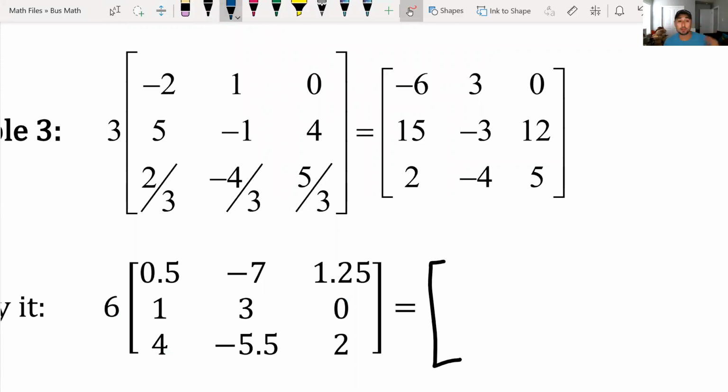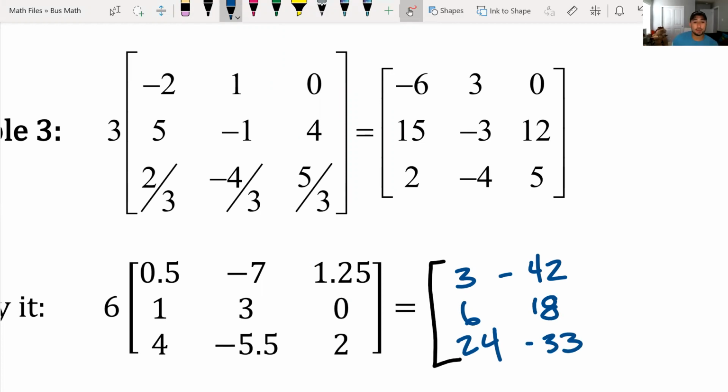All we're going to do here is multiply every element by 6. So 6 times 0.5 is 3. 6 times 1 is 6. 6 times 4 is 24. 6 times -7, -42. 3, 18. -5.5, what's that? -33. 6 times 1.25, 7.5. 0 and 12. There it is. That's it. Nothing to it.